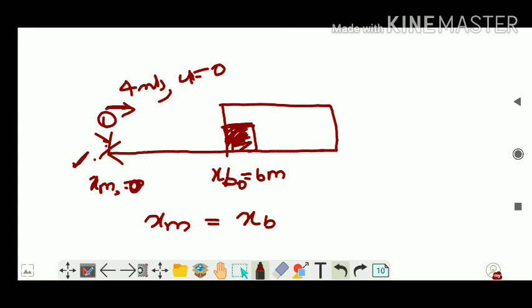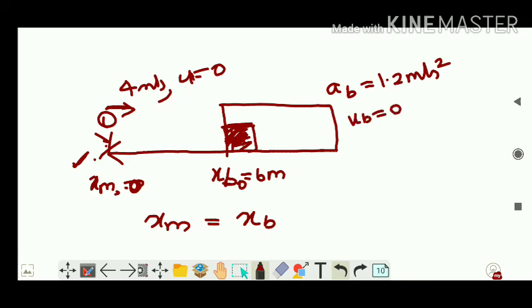This much is clear. Now the bus is having an acceleration of 1.2 meter per second square. This much is clear, right? Now initial velocity, let's say initial velocity of the bus is 0, right?